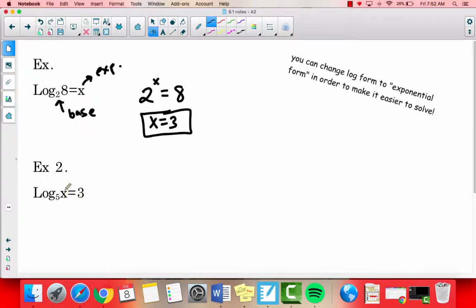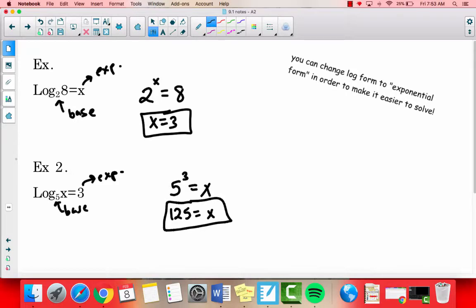Okay, so let's try another one. Log base 5 of x equals 3. So remember, the log is the exponent. That means that's my exponent. Here's my base. So I'm going to write 5 to the third power equals x. And then you could just go ahead and simplify this. So you get 25 times 5, that's 125. And then you'd be done. All right, so as long as you can remember where the exponent is and where the base is, you should be good to go. You just switch it to exponential form.